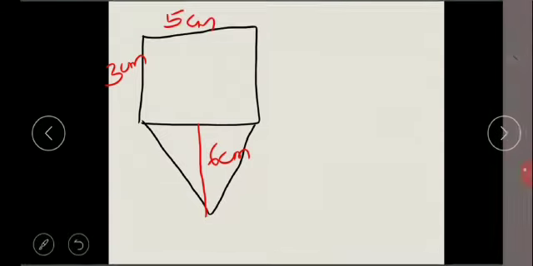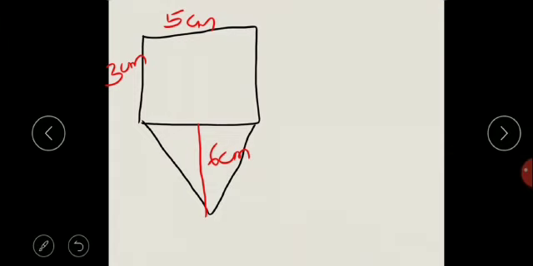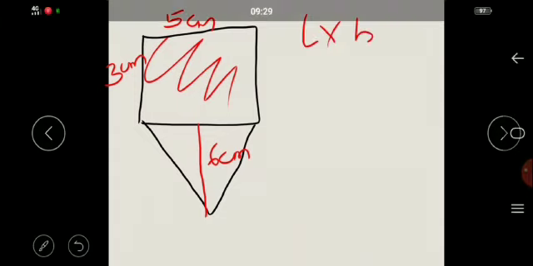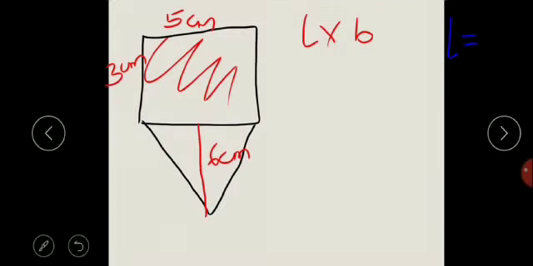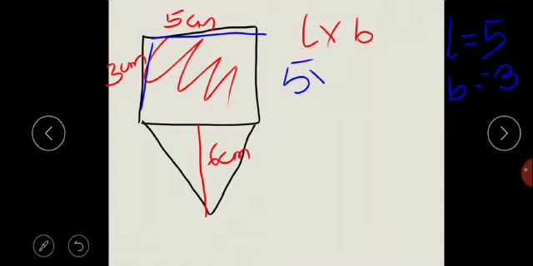So to calculate the area of the rectangle, this part, we need to know the formula first. The formula is length multiplied by breadth. We know that the length is going to be the longest part, the lying part, that is basically 5 centimeters, and the breadth is going to be the standing part, that is 3 centimeters. So 5 multiplied by 3 is equal to 15 centimeters square, because we have multiplied two values.